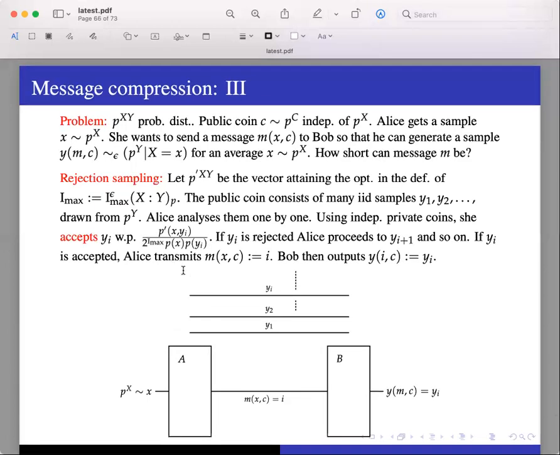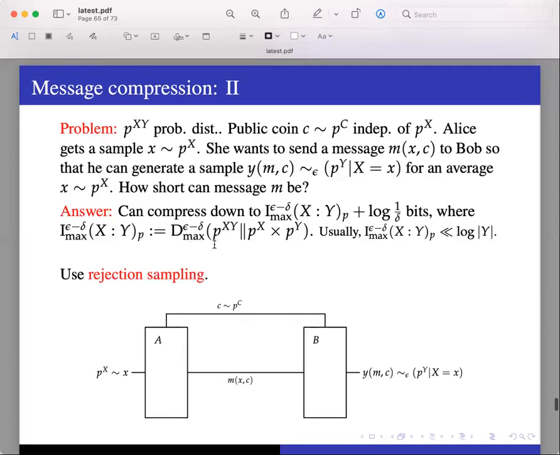Okay. So here's the algorithm. I have the smooth max mutual information, right? That's what I want, I max epsilon, which was defined in terms of D max epsilon. Because it is a smooth quantity, I will not evaluate D max for this distribution. I will evaluate D max for the ideal distribution, the first distribution slightly perturbed.